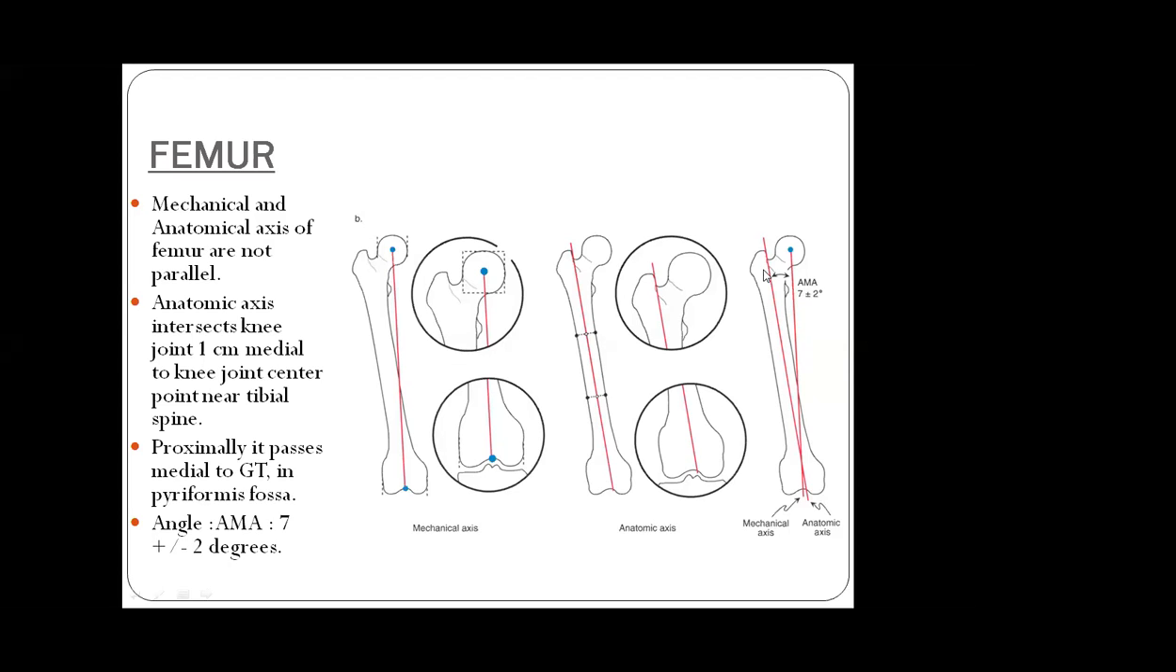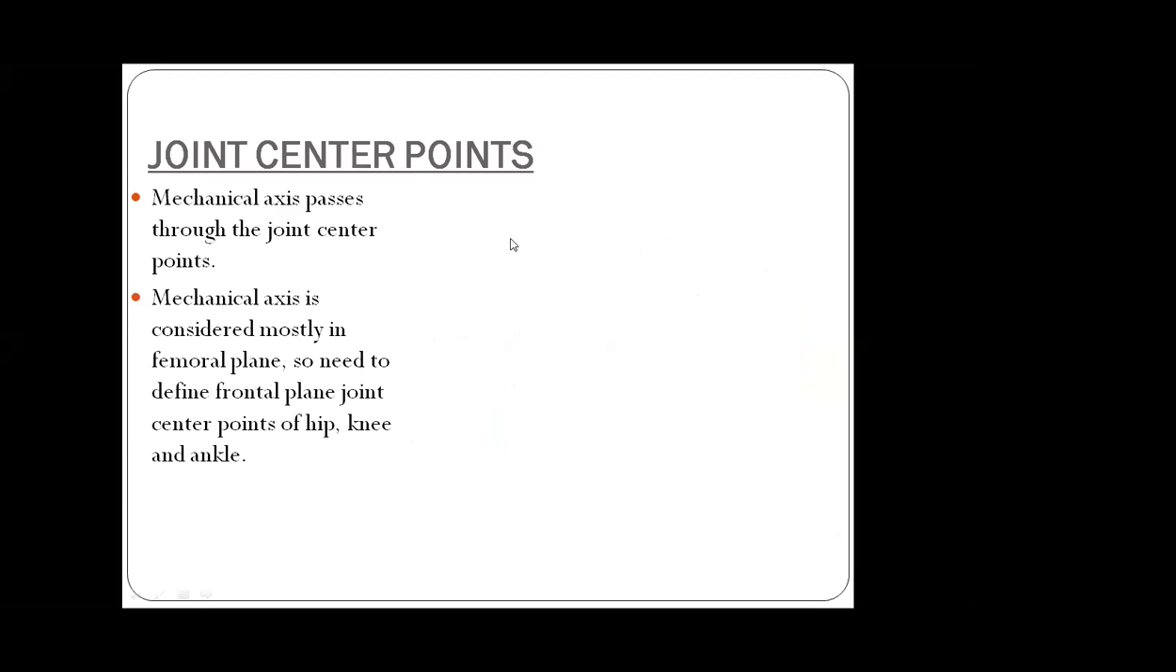Next, I would define the joint center points. What are the joint center points of the hip, knee, and ankle? As I said, the mechanical axis passes through the joint center points. The mechanical axis is mostly considered in the frontal plane. For any deformity correction, for practical purposes, or for surgery such as total knee replacement, we would see the mechanical axis in the frontal plane. So we need to define the frontal plane joint center points of the hip, knee, and ankle.